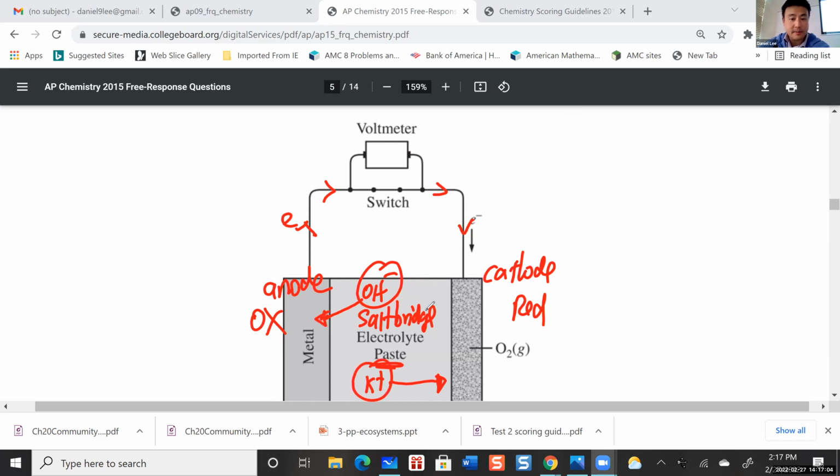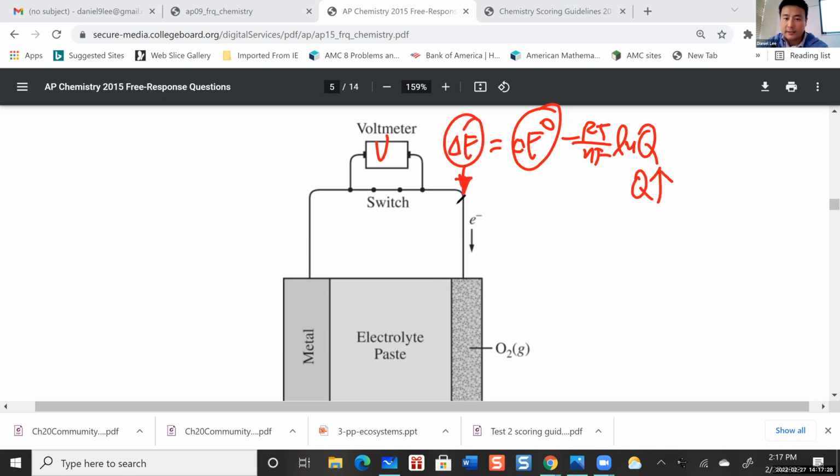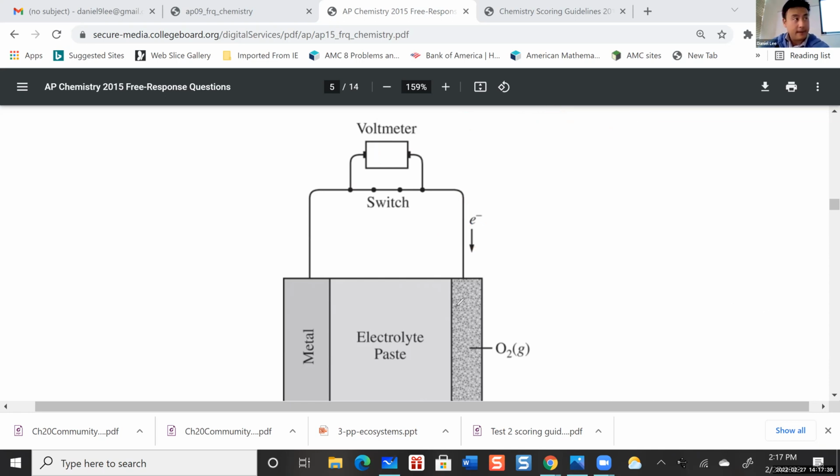So I want to show you the similarity, all right? This voltmeter is measuring delta E, which is delta E naught minus RT over nF ln Q, okay? So this voltmeter will initially measure delta E naught. But then as time progresses, what happens? Q will always get larger, so this will go down until delta E becomes 0 at equilibrium, when the battery is flat, okay? And at that point, Q becomes the equilibrium constant. So I'm repeating what I'm saying using a different setup. The switch now is on; you can turn it off, then there's no more voltage.